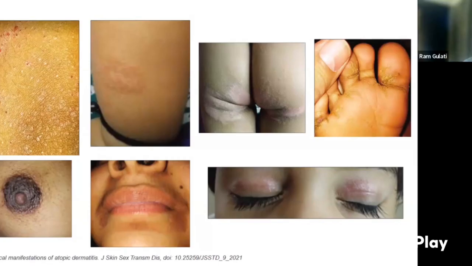There are differentials for perioral dermatitis, but they are rarer. So most of the time, if you have an atopic background and involvement of the lips and the perioral area, you are dealing with lip-lick dermatitis.